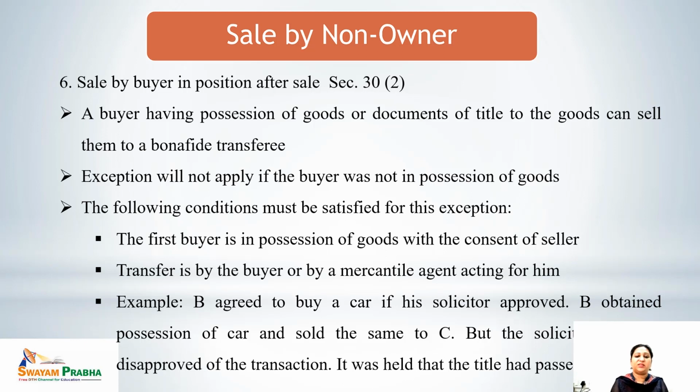The first, the buyer is in possession of goods with the consent of the seller. Transfer is by the buyer or by a mercantile agent acting for the buyer. We can make it more clear by the example. Mr. B agreed to buy a car if his solicitor approved. B obtained possession of the car and sold the same to C, but the solicitor later on disapproved the transaction. It was held that the title has already passed to C. It would be considered a valid sale.